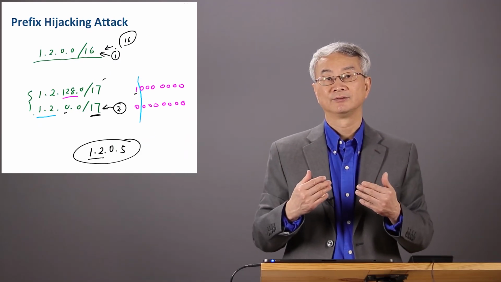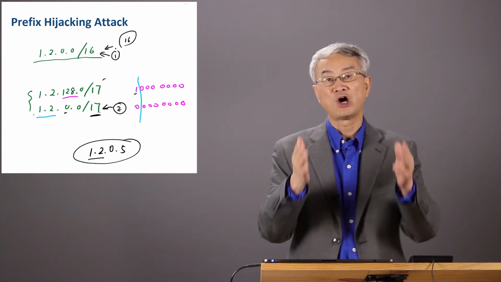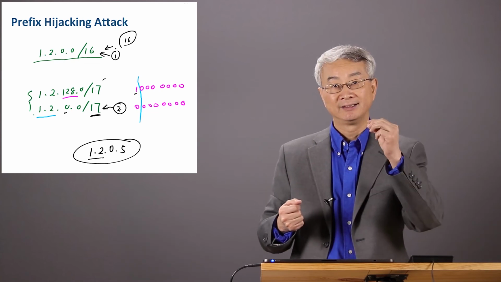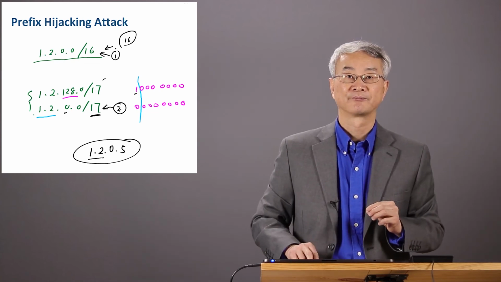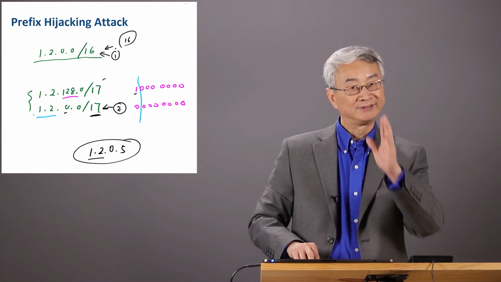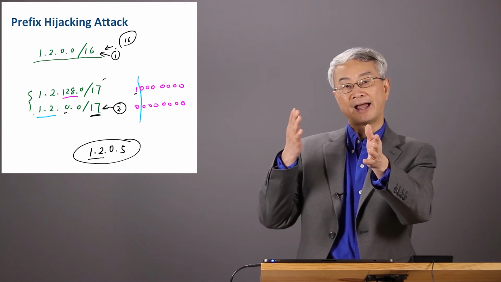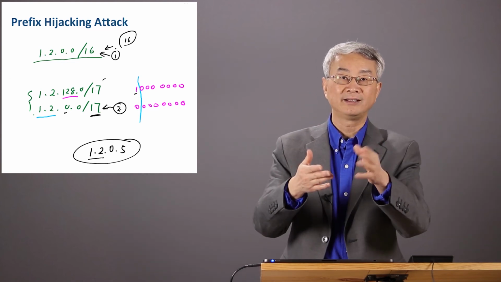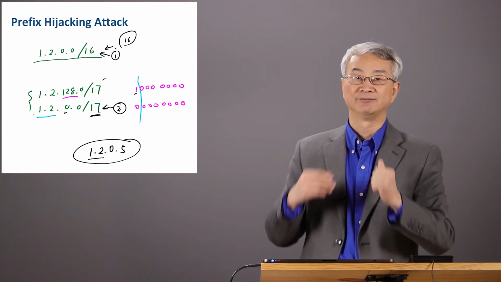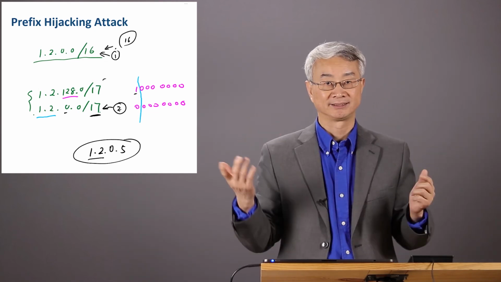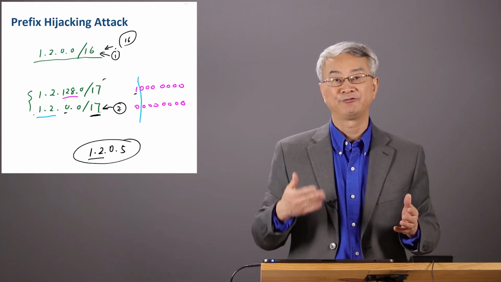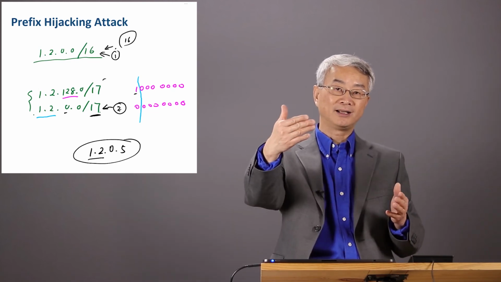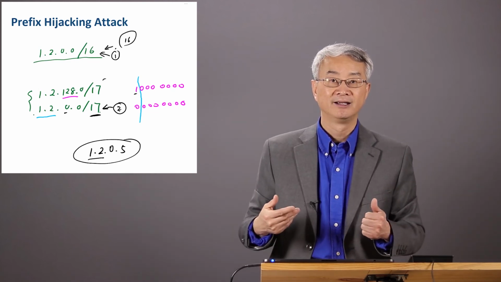Which one do you pick? Remember, we talked about the rules. The longest match is going to win. The more specific route is going to win. So in this case, the /17 is going to win. Basically, if the 17th bit is 0, you're going to pick this /17 entry, and if the 17th bit is 1, you're going to pick the other /17 one. You're never going to pick the /16, even though it's in the routing table. For any packet going to 1.2.anything, it's either matched with 1/17 or 0/17, and they're going to win.